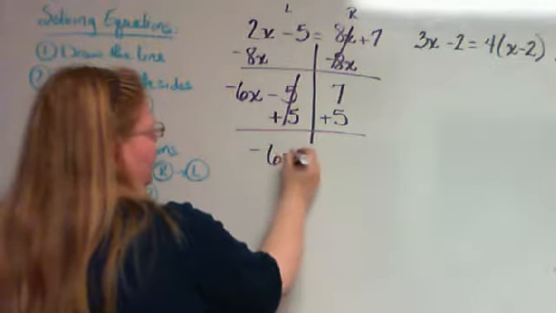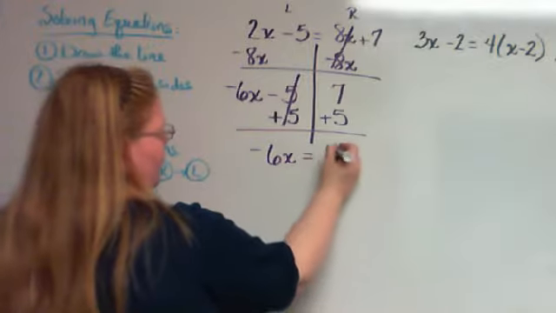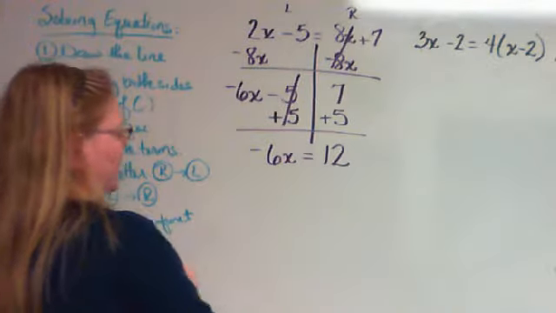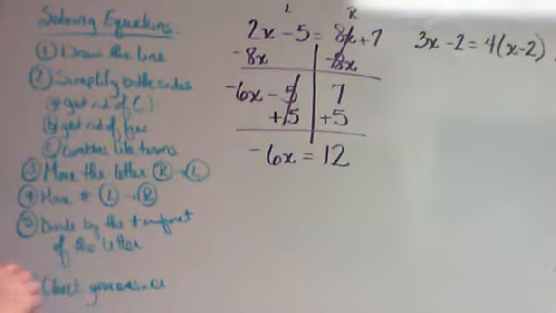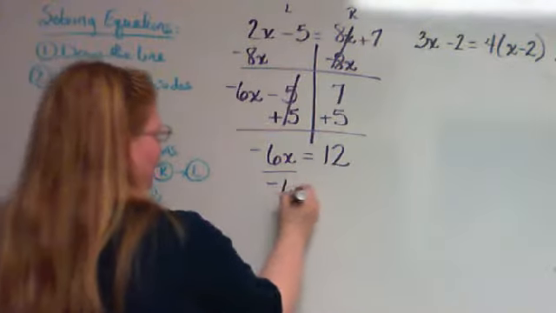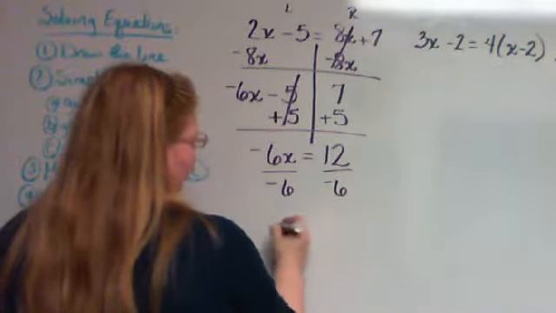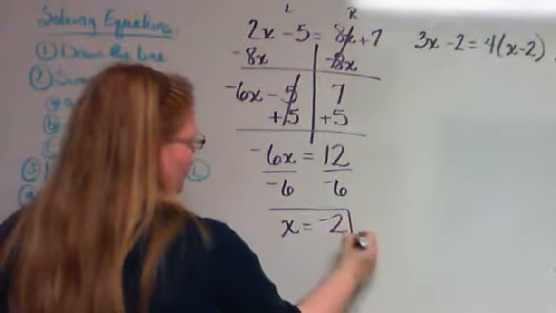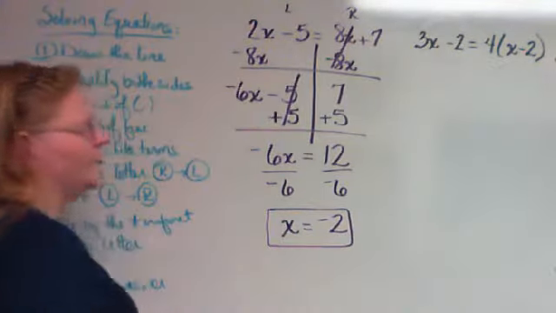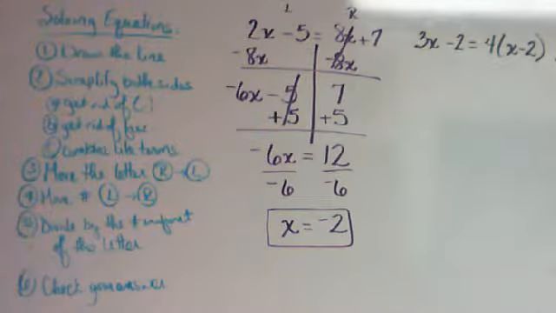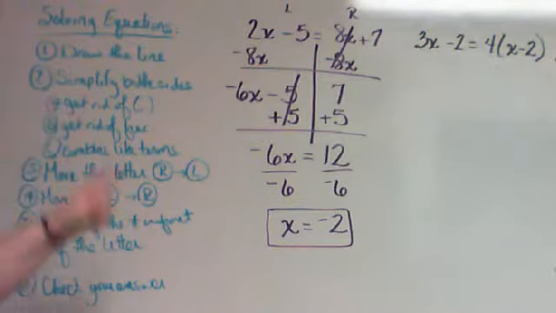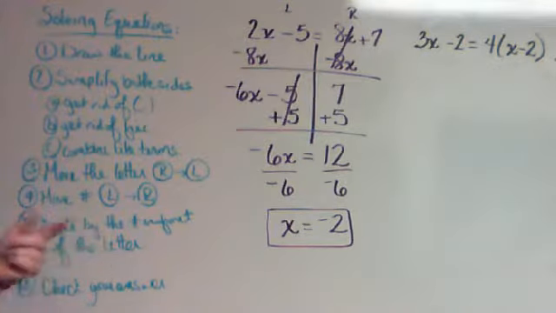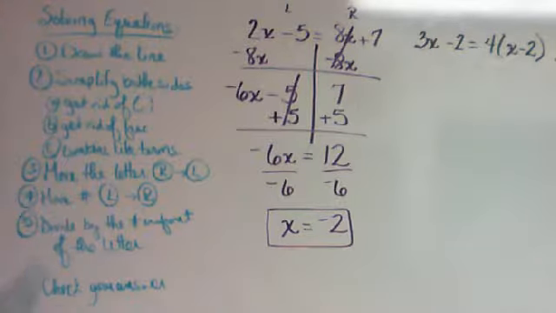That gives me negative 6x is equal to 12. And now I divide by the number in front of the letter. So I divide both sides by negative 6, and x is equal to negative 2. And I check my answer, and hey look, I'm right. It happens. Okay, so I did this one to give you some idea of how to do it. Now I do want you to pause it and see if you can get the second one.